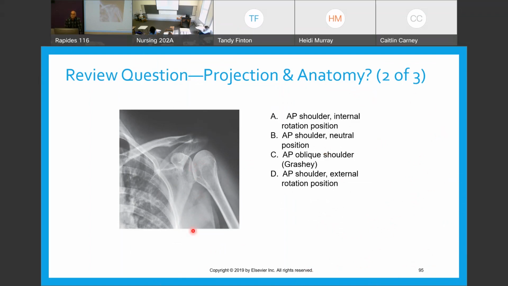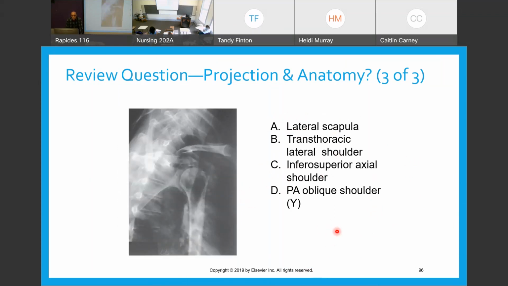What do you think? What's this? That's that triangular looking thing, so that's only created with an internal, so it's an AP shoulder width. All right. Oh my goodness. Presley. Projection. What's the projection in the anatomy? All right.